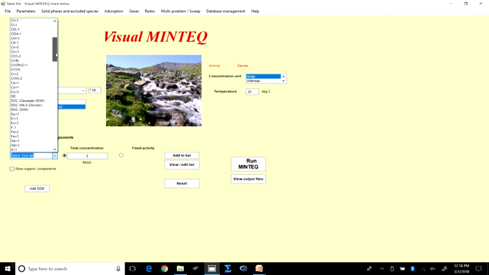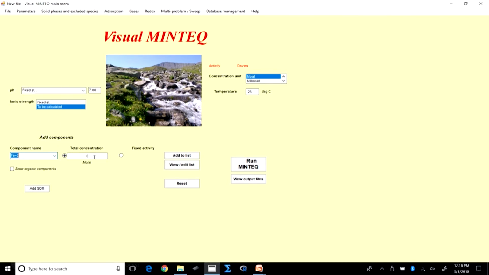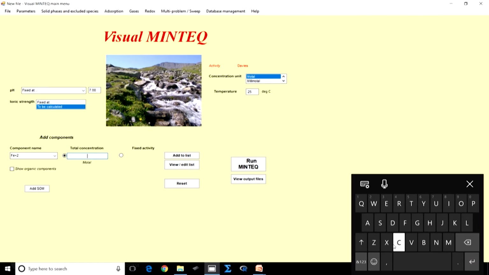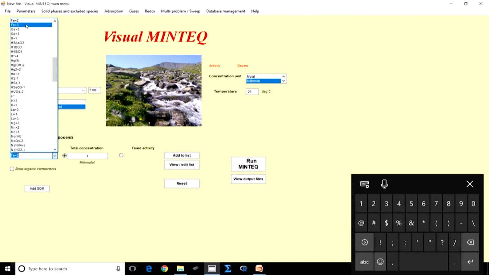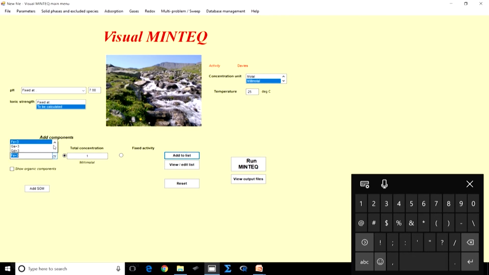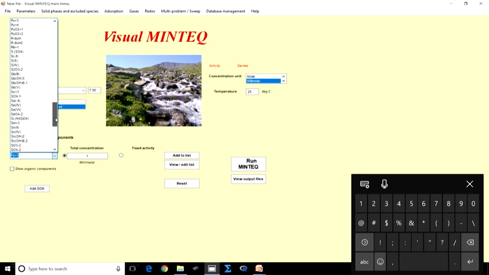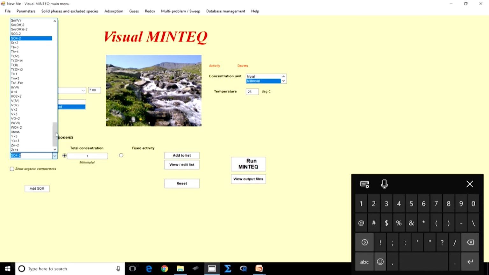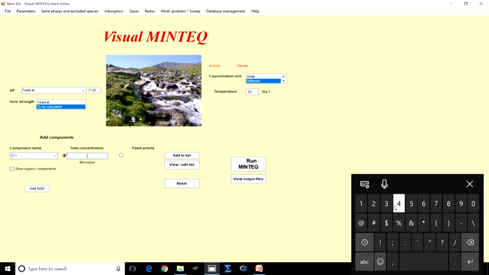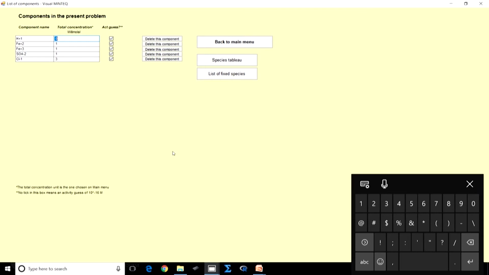So I'm going to go with Fe2+ as 10^-3 again, right? Add that to the list. Fe3+ at the same concentration, and SO4 2- at the same concentration, Cl- at 3 millimolal, because we are having FeCl3, right? Add to the list, pH 7, view edit list, and it seems fine for now.